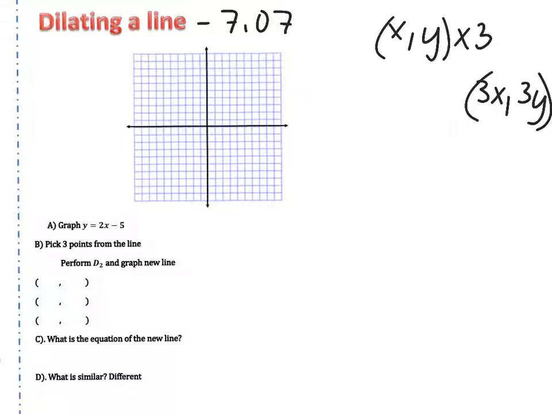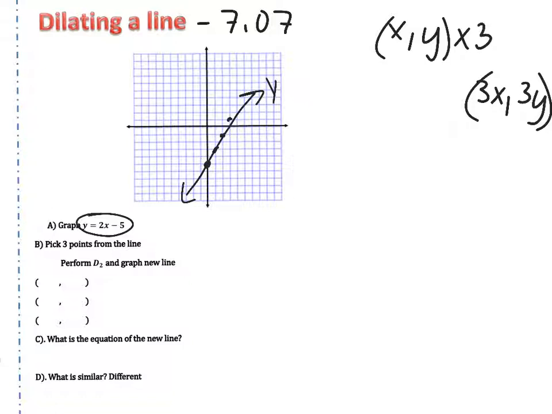So to do a dilation of a line, let's just see what happens. If I graph this line, y equals 2x minus 5, my slope is up 2 over 1, and my y-intercept's negative 5. So up 2 over 1, up 2 over 1. So here's my line, and that is y.